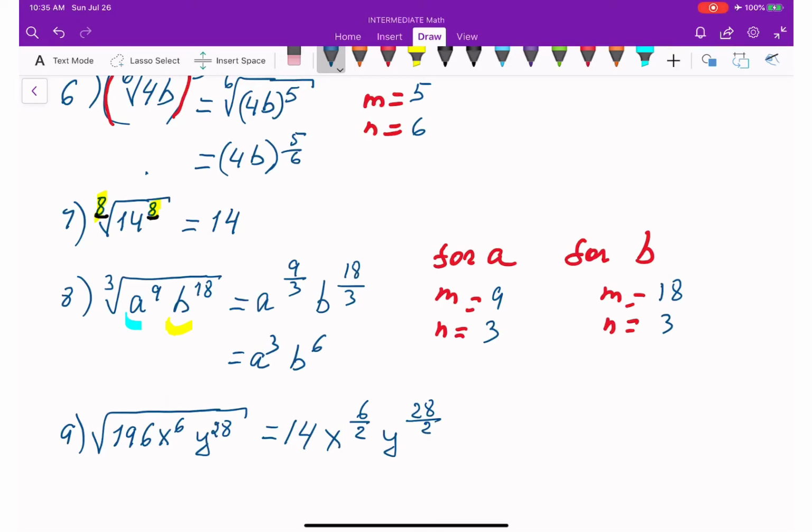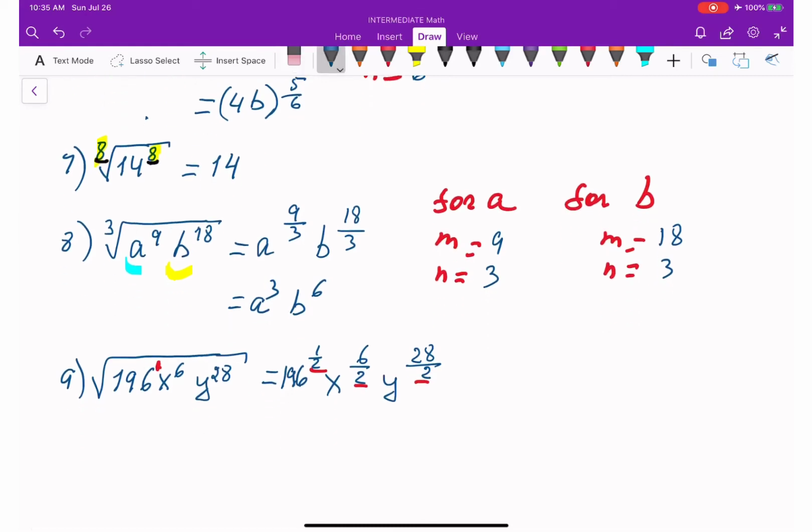I could write, instead of 14, go slow, 196 to power 1 over 2, because 196 has degree 1 here, right? Let me use red color so you can see. 1 and then 2. As you can see, n everywhere is 2 because we have square root. But 1/2 always means square root. And the square root of 196 is 14, right? 14. So 6 divided by 2 is 3. 28 divided by 2 is 14.